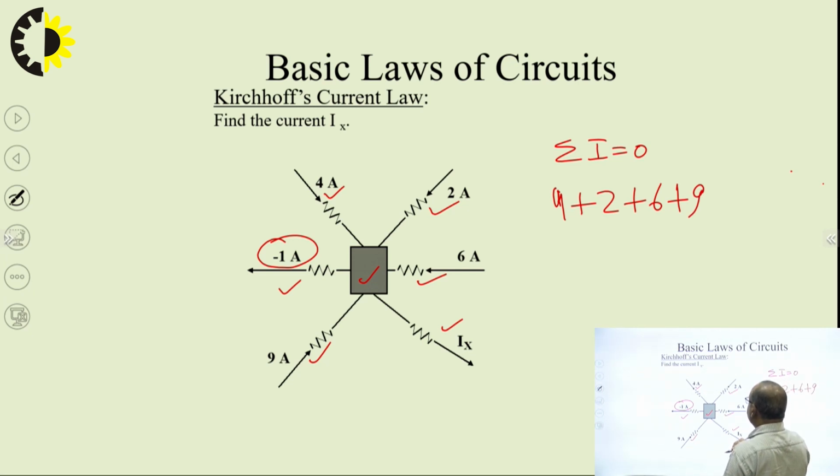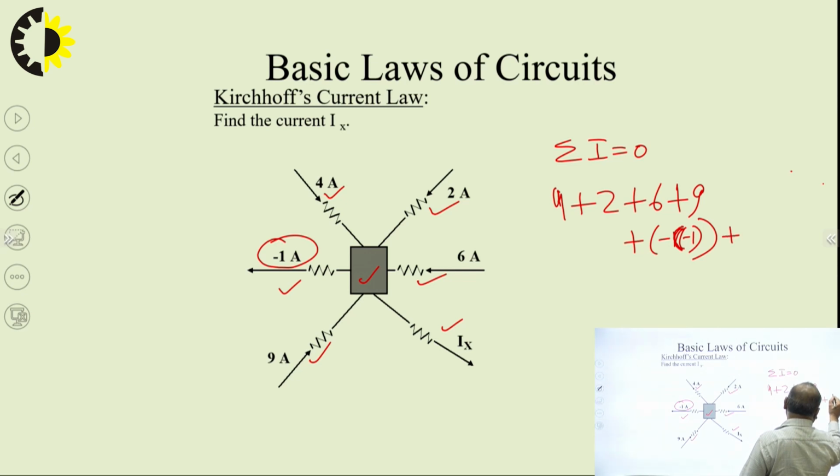So, they are taken with a positive sign, while minus 1 ampere is the current leaving the node. So, this will be written as plus into minus 1, the reason being that this is the current leaving the node. Then plus minus Ix, since this is also a current leaving the node, and that will be equal to 0.